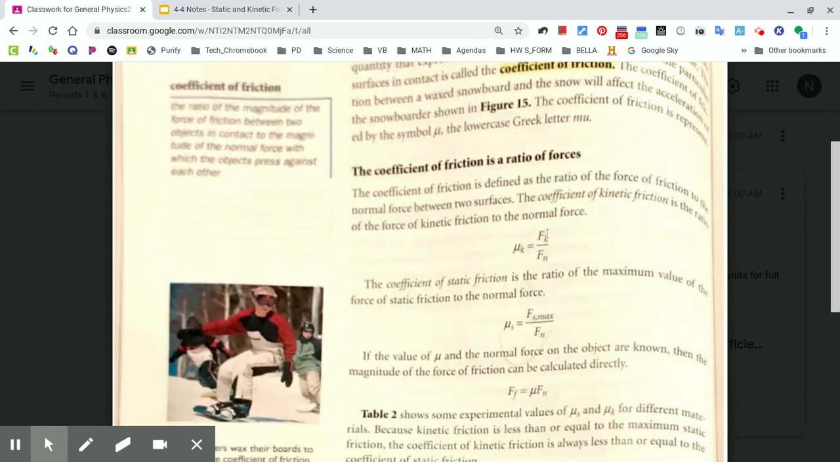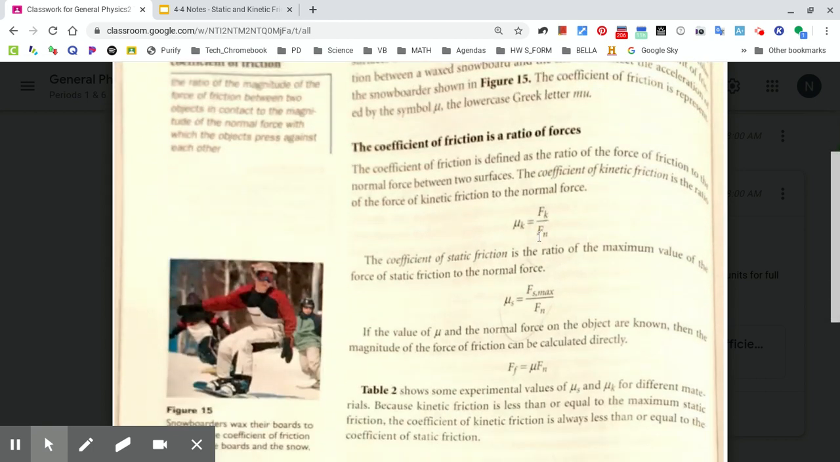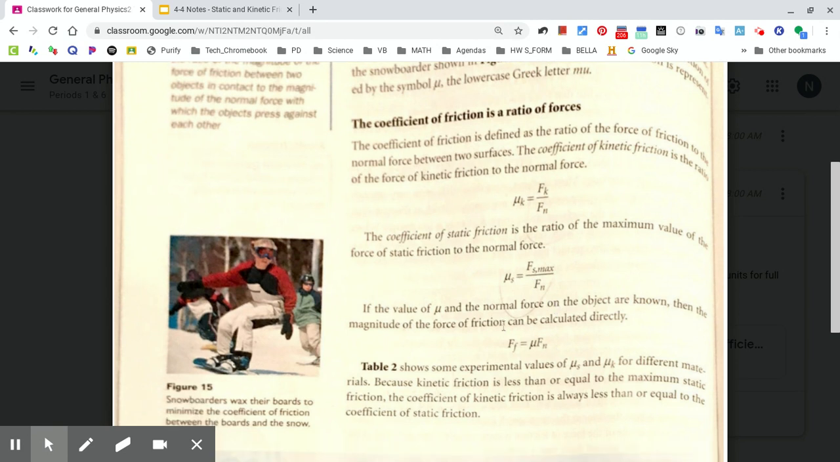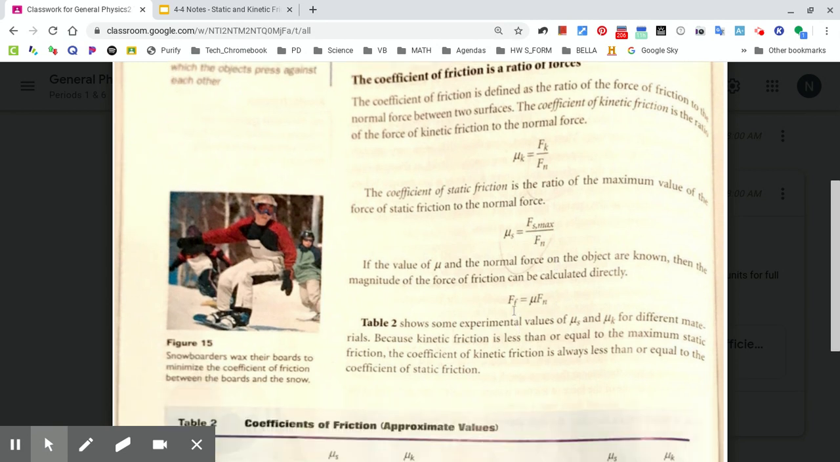So it talks about coefficient of friction here, showing the ratio setup. The coefficient of kinetic friction, mu k, where k is for kinetic, so movement, is shown by the force of kinetic friction compared to the normal force. And the coefficient of static friction is the force of static friction to the normal force. Okay, and you can see we come up with this equation right here: F_f is equal to mu times F_N.